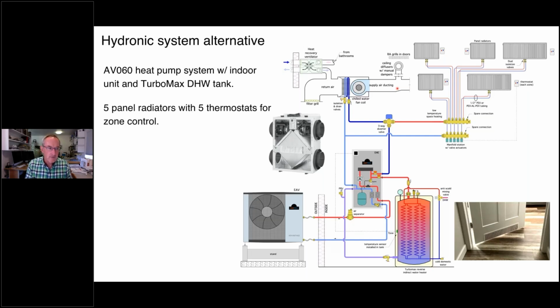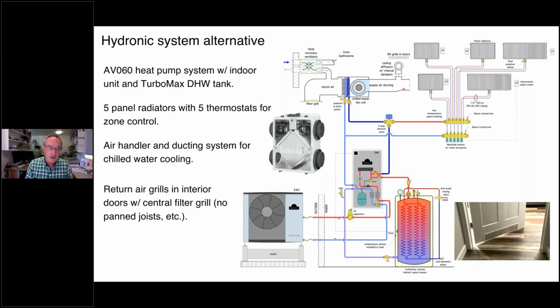So again, a quick review: 5 panel radiators with 5 thermostats. So we do have a 5-zone heating system. We do have a single air handler with ducting for chilled water cooling. We're using that return air grill to reduce the requirement on return air ducting. And we have tied the heat recovery ventilator right into the return side of that air handler. So that's the system that would be the alternative to the ductless.